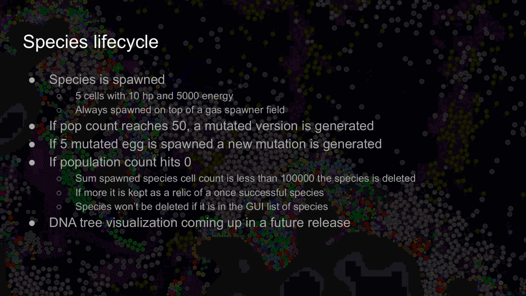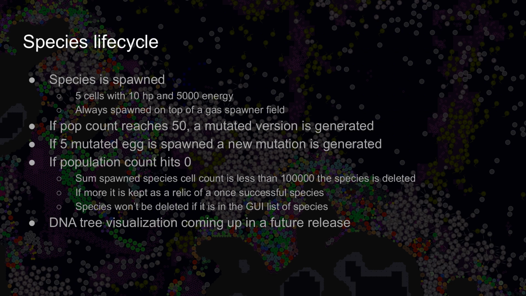When a random species is generating, it is spawned as 5 cells of that species on top of a gas spawner field. If the species is successful and population count reaches 50, it is considered successful enough to mutate. A new mutated species is generated from the original one. Every time there is an egg DNA instruction executed, there is a chance that the new cell will not be the original species, but the mutated one.